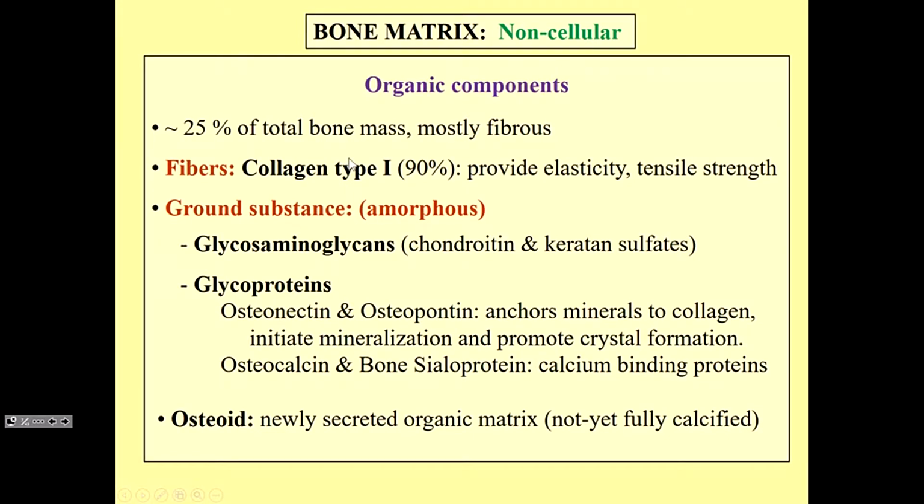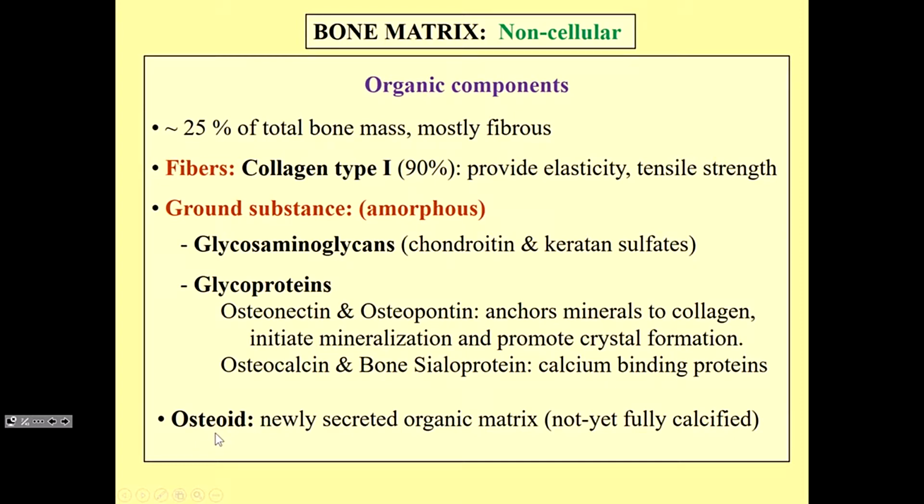In addition to the type 1 collagen, we have our glycosaminoglycans and glycoproteins, the amorphous components of connective tissue. And some of these are specific proteins, and some of them act as calcium binding proteins to facilitate the deposition of the calcium phosphate. And then when this deposition occurs, newly forming bone we call osteoid, which has more organic than inorganic, and eventually it becomes mineralized and becomes fully mature bone. And we'll go over that again.